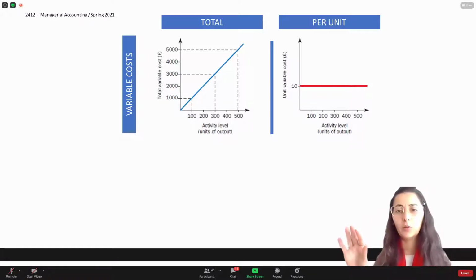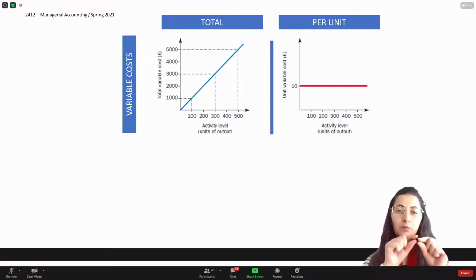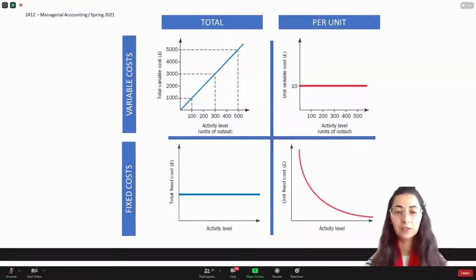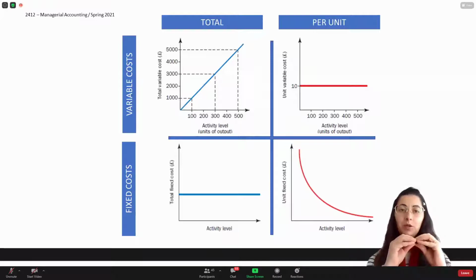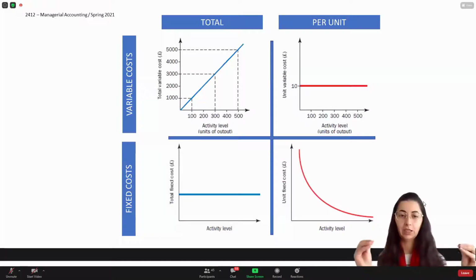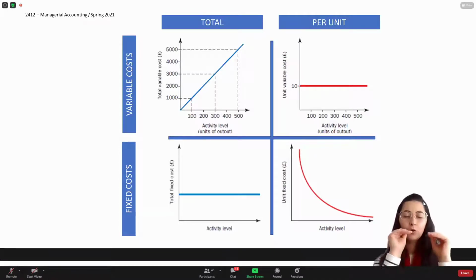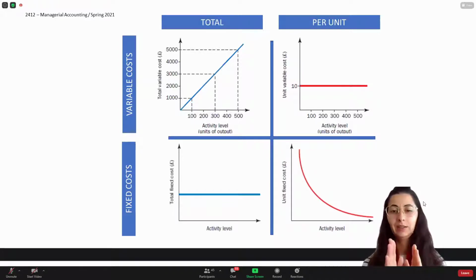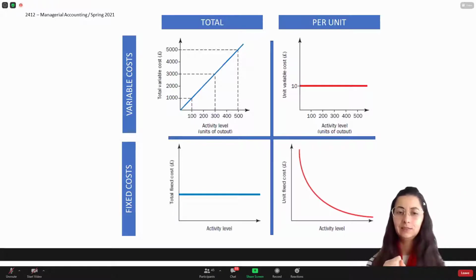But when we look at the variable costs per unit, as we increase the activity level, the cost per unit is always the same. And when we look at the fixed costs in total, they remain unchanged, they remain fixed. So if we produce more units, in total we have the same fixed costs. But when we look at the fixed costs per unit, this actually decreases. As we produce more units, the fixed cost of each unit will decrease. Okay, questions?